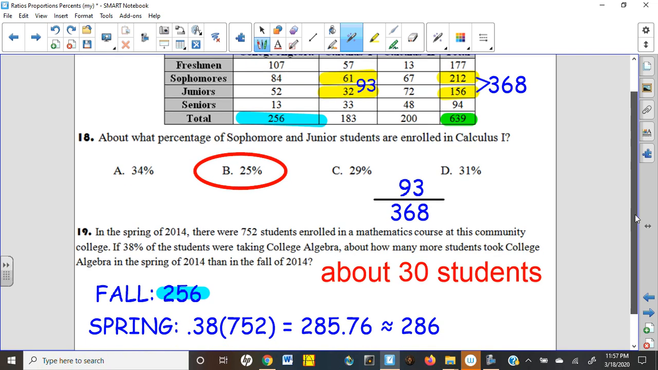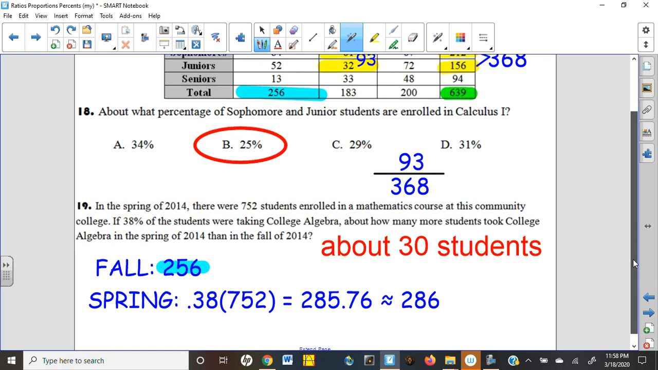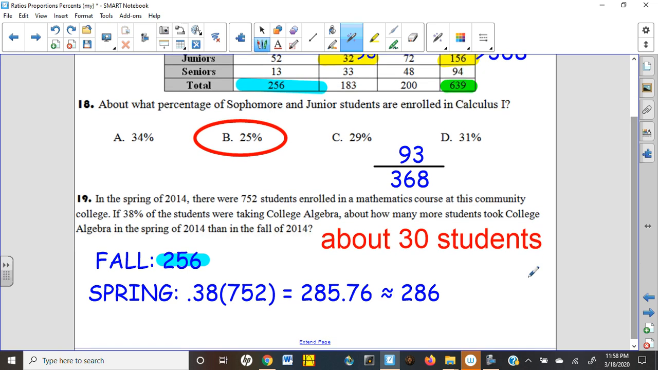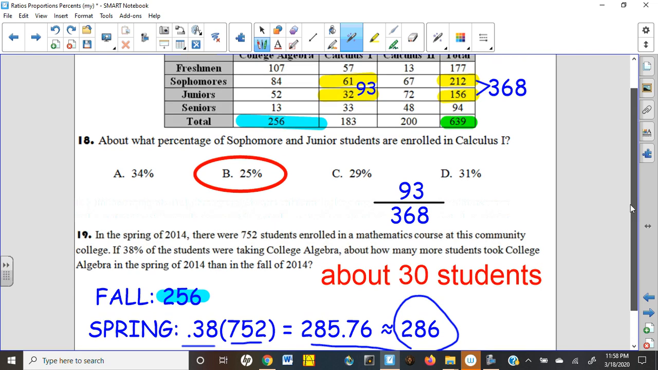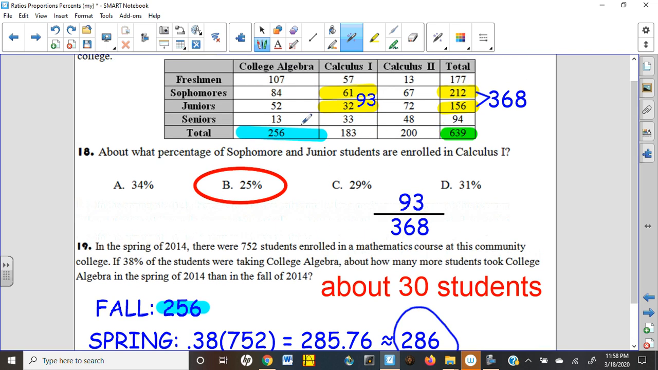If 38% of those students in the spring were taking college algebra, about how many more students took it in the spring than in the fall? Well, let's figure out how many people took it in the spring. It was 38% of the total, 752, which was about 286. Now, we can easily go up to our table and say how many of our 639 fall students took it.